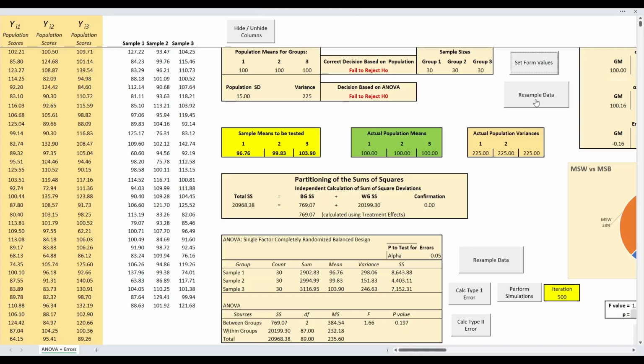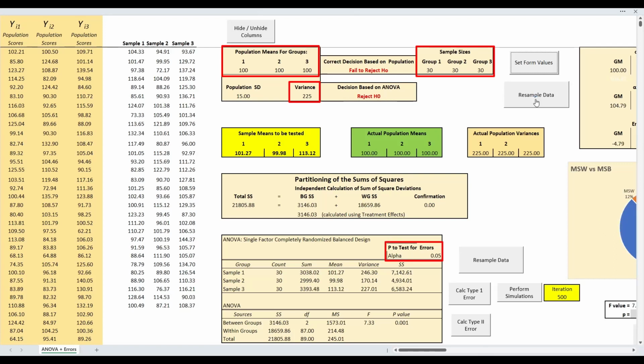We will now draw a second set of samples using the same population settings as we used in the first simulation. The population means are all set to 100, the variance is set to 225, the sample sizes are 30, and the alpha level is 0.05.